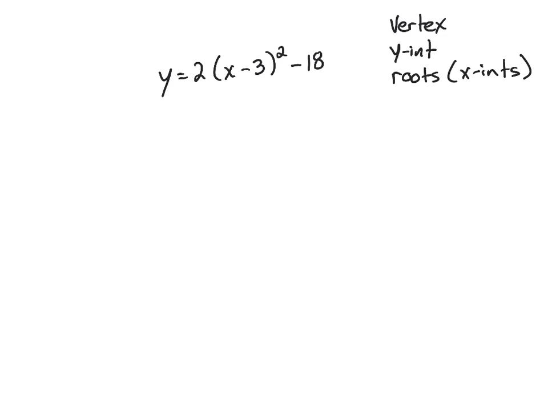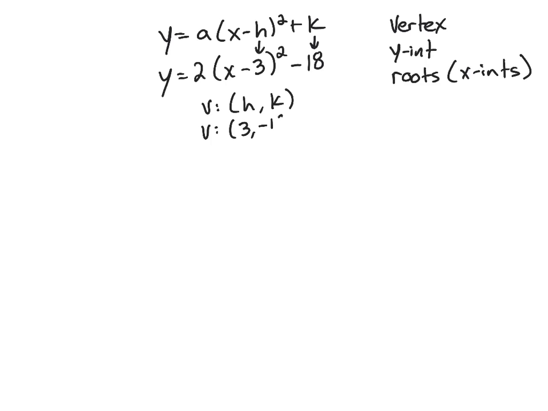Okay, so first of all, to find the vertex, it's already in the form y equals a times (x minus h) squared plus k, where our vertex is (h, k). So h is 3 and k is negative 18. So my vertex is at (3, negative 18). That's probably the easiest part of this whole thing, because it was already in the correct form to do that.